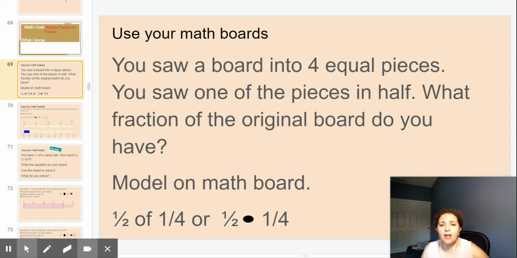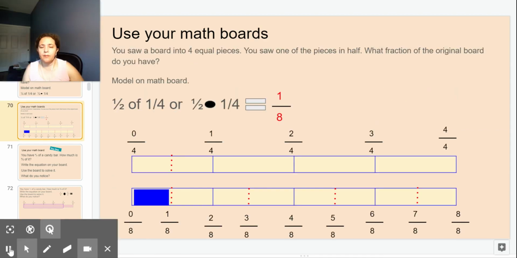So we're going to model this on the math board. And I don't have my math board, but I can still model it for you. So this is the same thing as 1/2 of 1/4, or you can say 1/2 times 1/4. And let me show you what that looks like. Okay, so I know that I have divided it up into 4 equal pieces, right? Because it tells me that I saw it into 4 equal pieces. So here is my fourths.